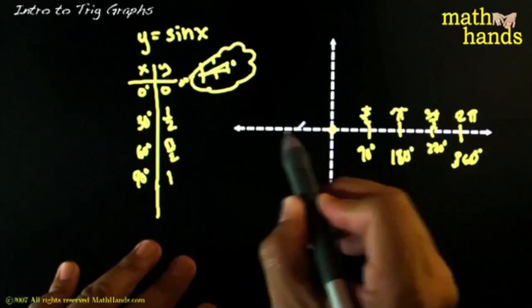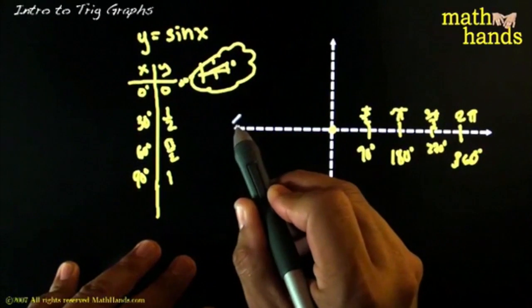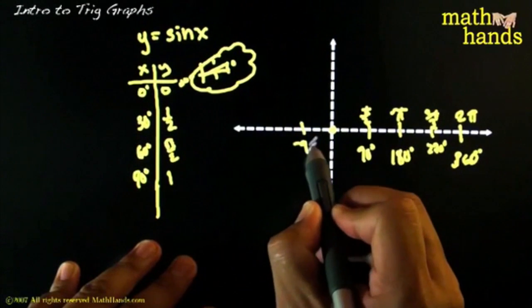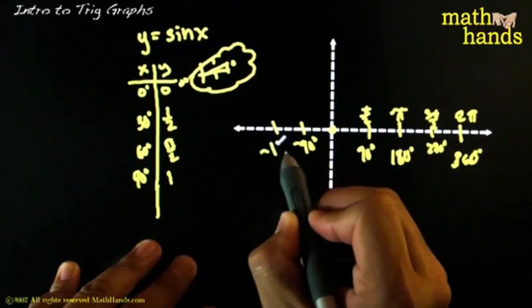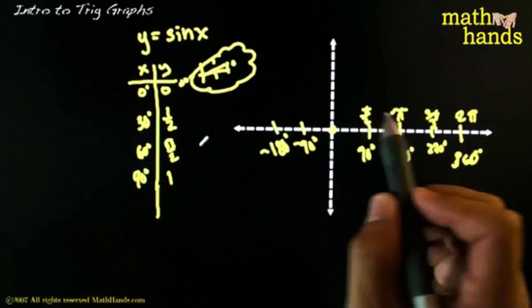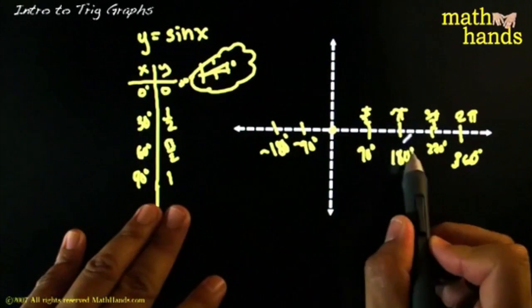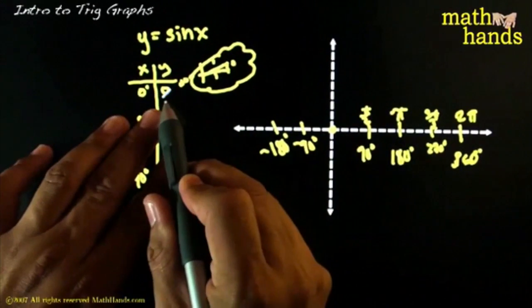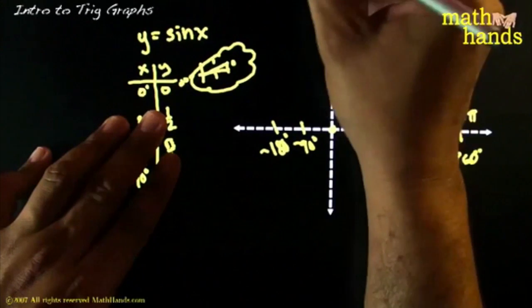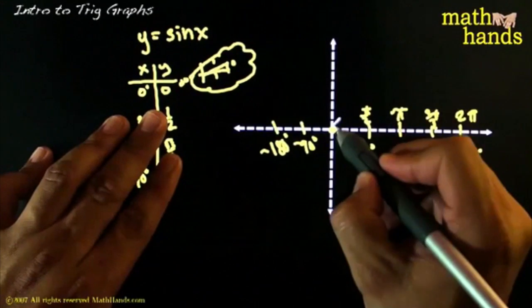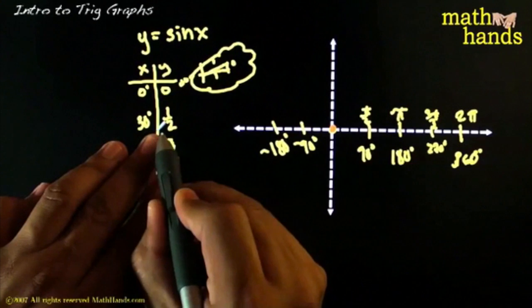And also you can do the negative degrees. Way over here would be negative 90 degrees. Negative 180 degrees, etc., etc. Alright, so once you've got enough points here, we'll just start plotting them. 0, 0, that puts you right here. Let me do this in orange. 0, 0 is right here. 30 degrees, that would be 1/2.